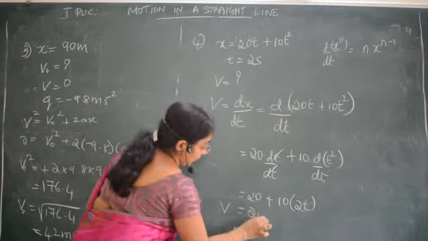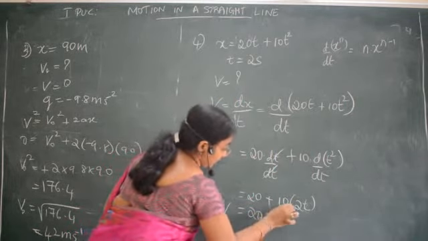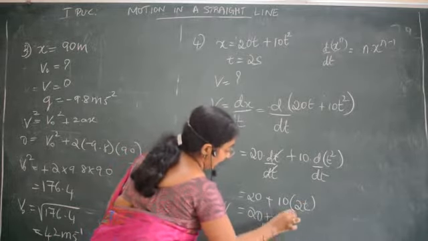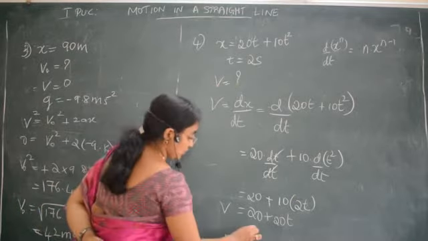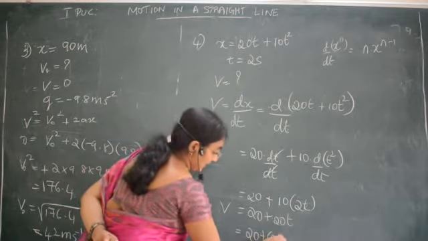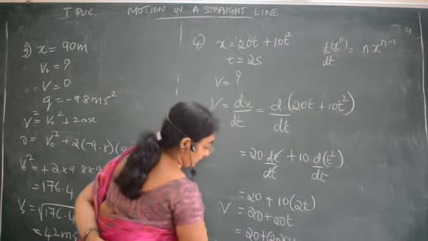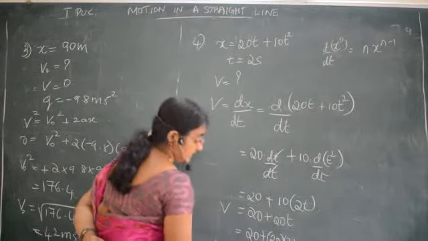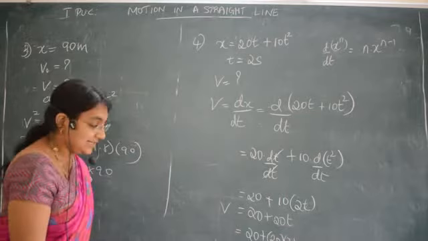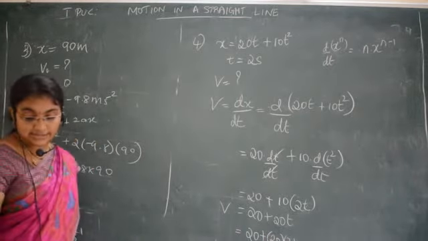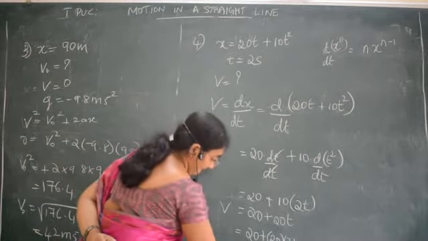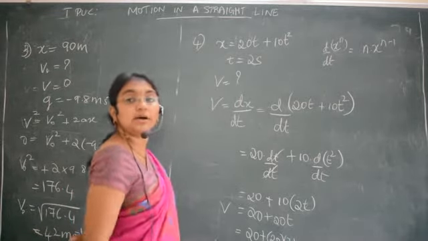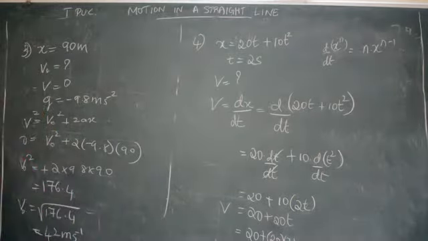Velocity is equal to 20 plus 2 tens are 20t. What is the time? 2 seconds. So 20 plus 20 into 2. That is 40 plus 20, how much? 60. So velocity is 60 meter per second. This is how you can calculate. Understood the problem? Any difficulty?